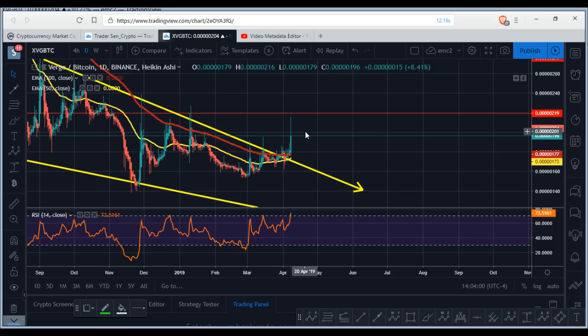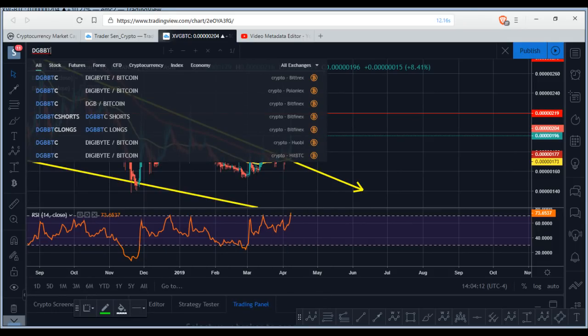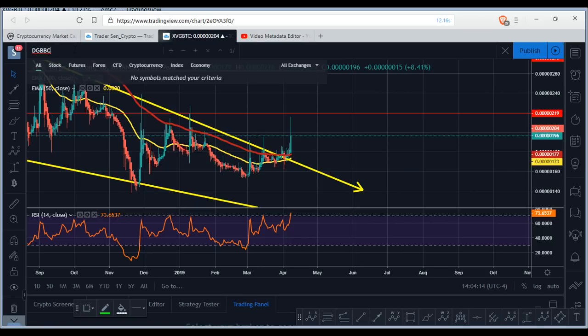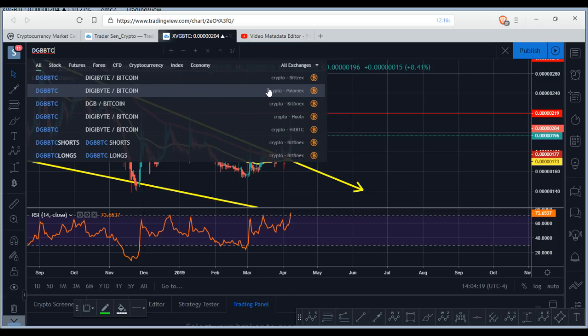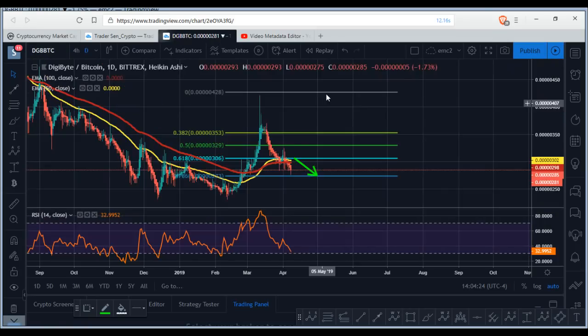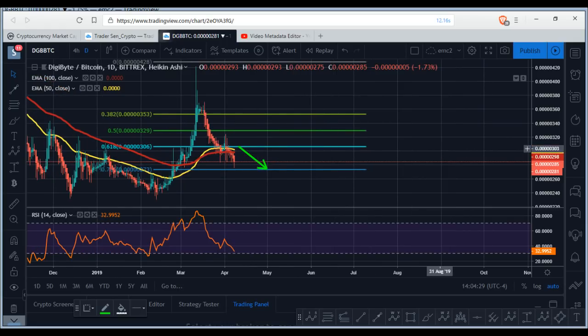So let's go ahead and take a look at DigiByte, DGB, BTC. I think Binance has it, not Binance. DGB, BTC, Bittrex. Let's take a look at Bittrex. Probably Bittrex has better volume. Okay, Bittrex has nice volume.